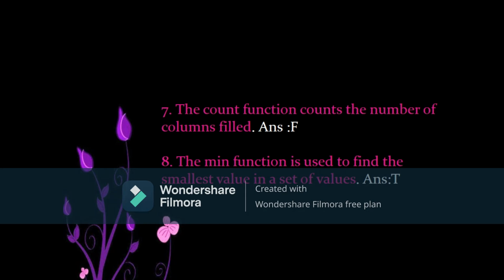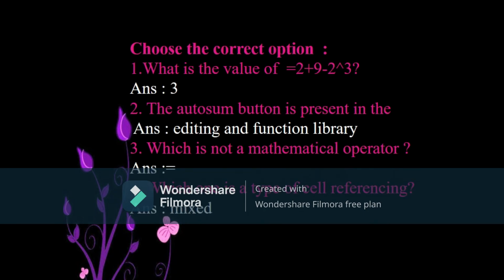The min function is used to find the smallest value. Of course that's correct. The min function is used to select the minimum value from the set of values. Okay, so the statement is true. Then choose the correct option.